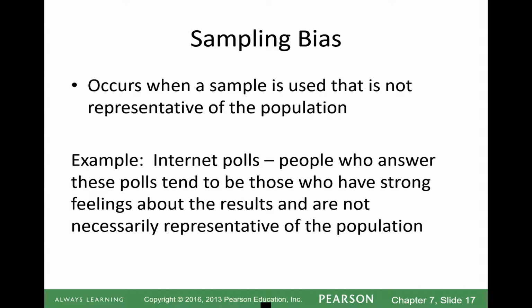Another type of bias is sampling bias. This is when you use a sample that's not representative of the population. That would be something like if I stood outside of a McDonald's and asked people if they like Burger King. Or if I stood at the foot of a pier and asked people how they felt about raising the taxes on the slips on the pier. They have strong feelings about the results and aren't necessarily representative of the population.